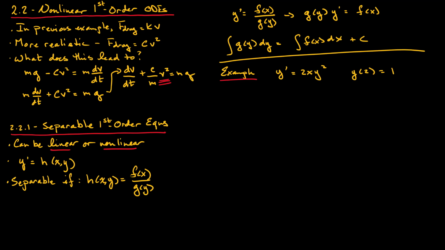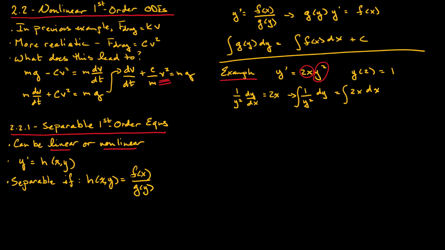We see right away that this is separable, right? We could form a group here with the x terms and another group here with the y terms. So let's do that. Let's divide both sides by y squared, and this gives us 1 over y squared dy by dx is equal to 2x. And now we can multiply both sides by dx, which allows us to integrate this equation.